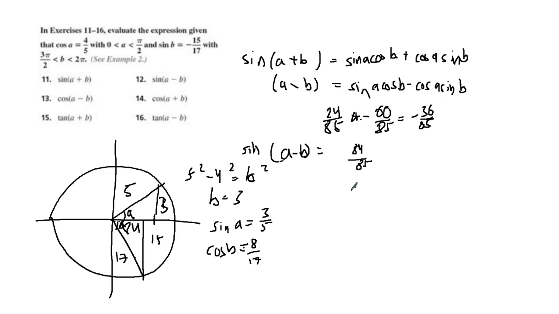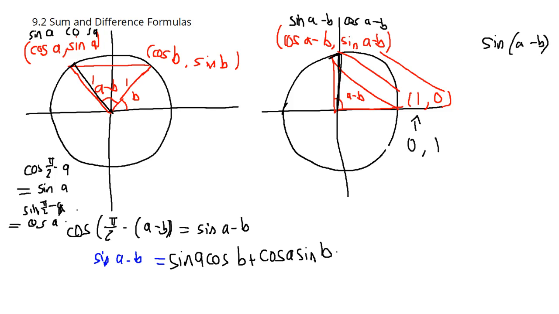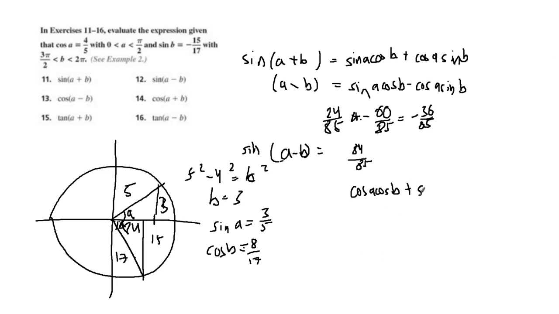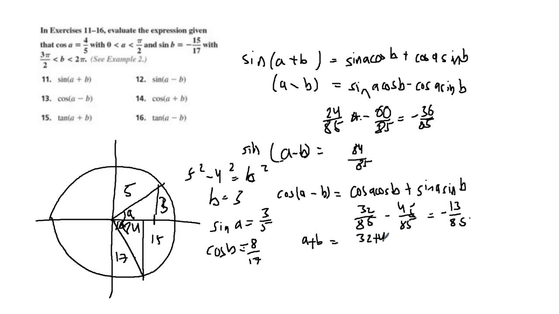What about the cosines? Cosine A cosine B plus sine A sine B is for cosine A minus B, and cosine A cosine B minus sine A sine B is for cosine A plus B. So cosine A minus B is equal to cosine A cosine B, 4/5 times 8 over 17, which is 32 over 85, and then plus sine A sine B, which is minus 45 over 85. So that is minus 13 over 85. And then notice that cosine A plus B is just 32 plus 45 over 85, because it changed its sign, which gives you 87 over 85.